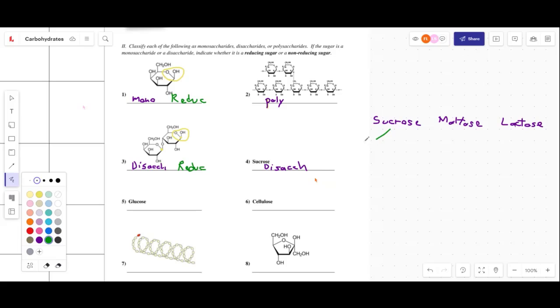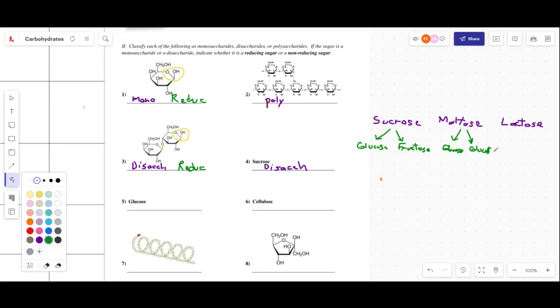Now you have to know that sucrose is composed of glucose and fructose. Very good. It's composed of what? And you also need to know that maltose is composed of what? Glucose and glucose. Yep, two glucoses. Maltose is composed of two glucose molecules, a glucose and another glucose.